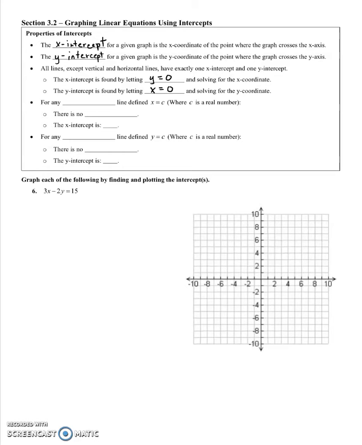For any vertical line, and all vertical lines have an equation x equals c, where c is just some number, there is no y-intercept. And the x-intercept is whatever that number c is.